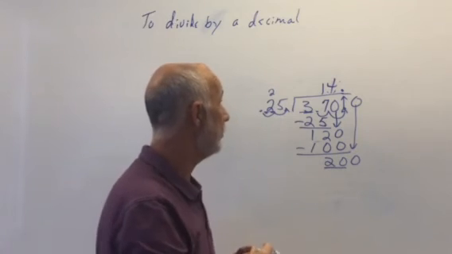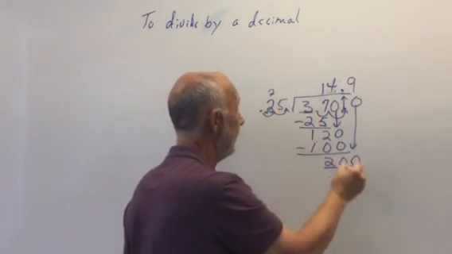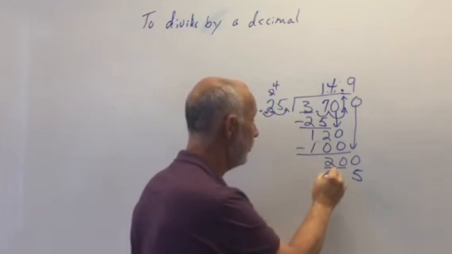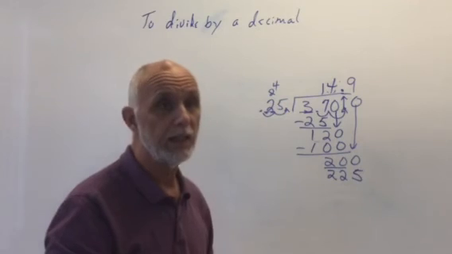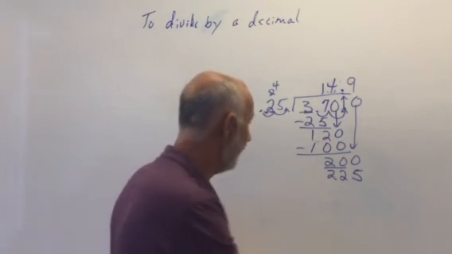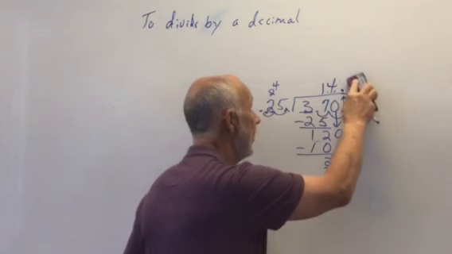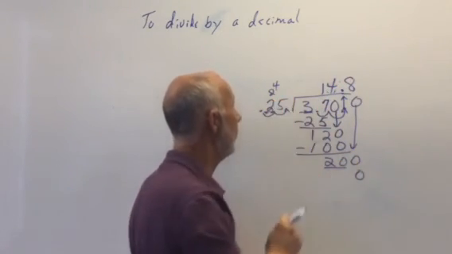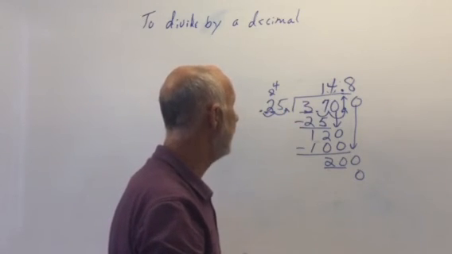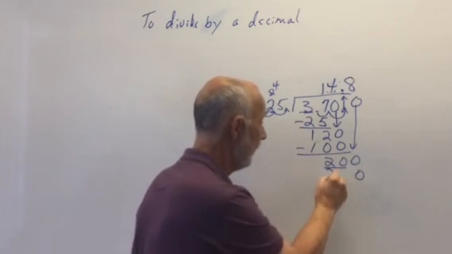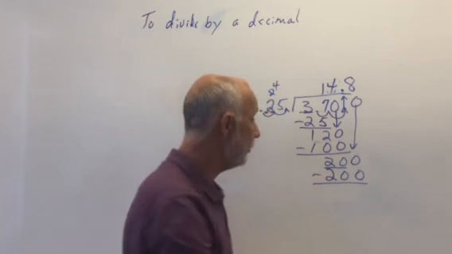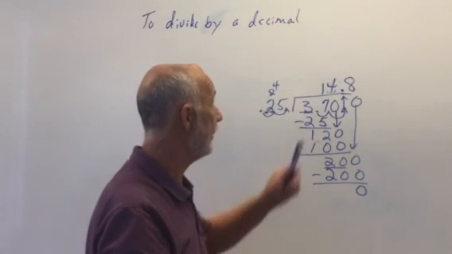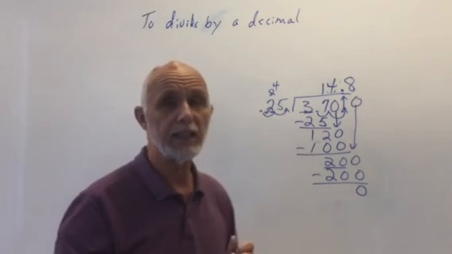The biggest thing I can use is 9. 9 times 5 is 45, carrying a 4. 9 times 2 is 18, and 4 is 22. Did I guess too big? Yes, this is bigger than that. So I erase this and try an 8. 8 times 5 is 40, carrying a 4. 8 times 2 is 16, and 4 is 20. And what do you know? I didn't guess too big because I can subtract. I get a remainder of 0, which means I guessed perfectly, and my answer is 14 and 8/10.